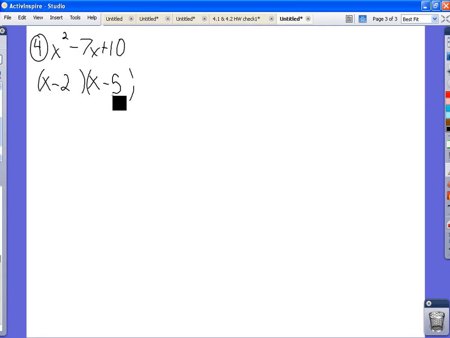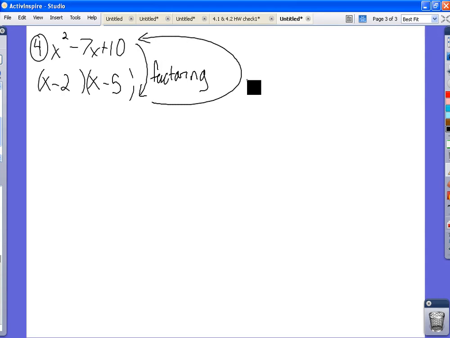By multiplying. Factoring is this way, multiplying is that way. If I multiply them together, I go from here, I multiply these together, and I get this. So if I multiply these together and I get that, then I know I factored it correctly. Right? If we go this way, that's called multiplying.